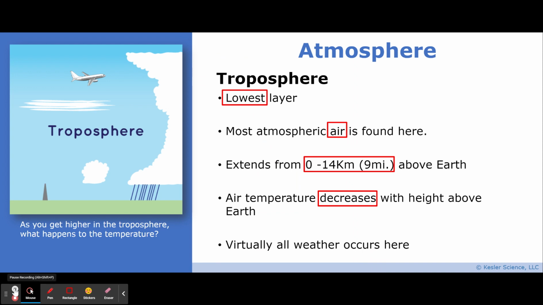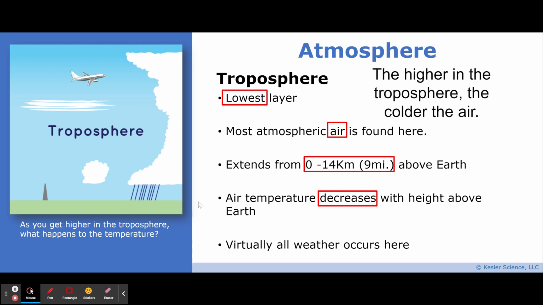Now we're going to get into our individual layers. So the troposphere is the lowest layer. It has the most atmospheric air found here. It extends from 0 to 14 kilometers, which is 9 miles above Earth. Air temperature decreases with height above Earth, which we've already learned. Virtually all weather occurs here. So this is a nice little diagram. You're going to want to make sure you know the troposphere.